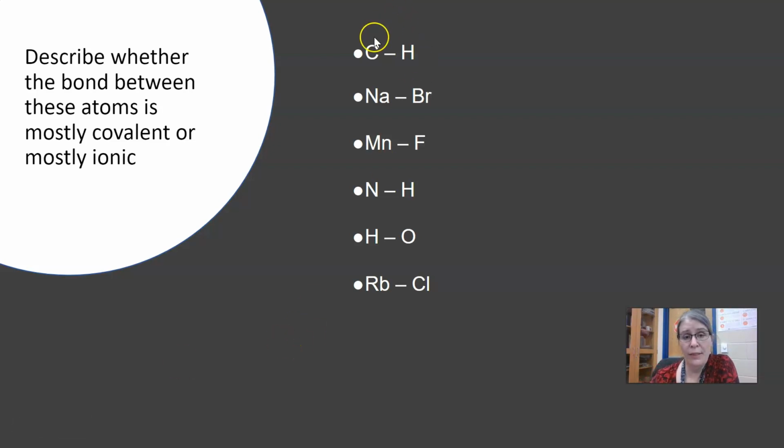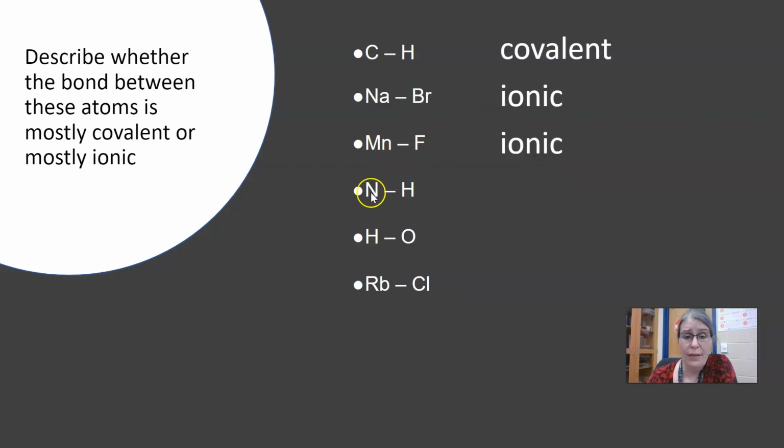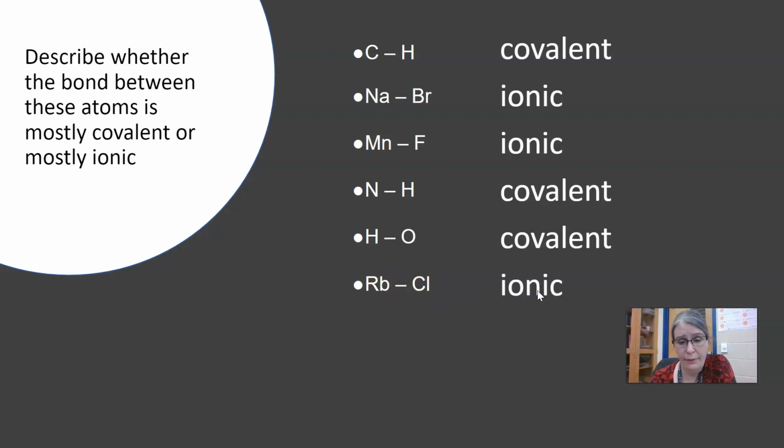All right, well, carbon and hydrogen, two nonmetals. So that should be a covalent bond. Sodium is a metal, bromine is a nonmetal, metal and nonmetal says ionic. Manganese is one of our transition metals. Fluorine is a nonmetal, metal and nonmetal says ionic. Nitrogen is a nonmetal, hydrogen is a nonmetal, two nonmetals indicates that should be mostly covalent. Hydrogen and oxygen, two nonmetals, mostly covalent. Rubidium and chlorine, metal and nonmetal, should be ionic.